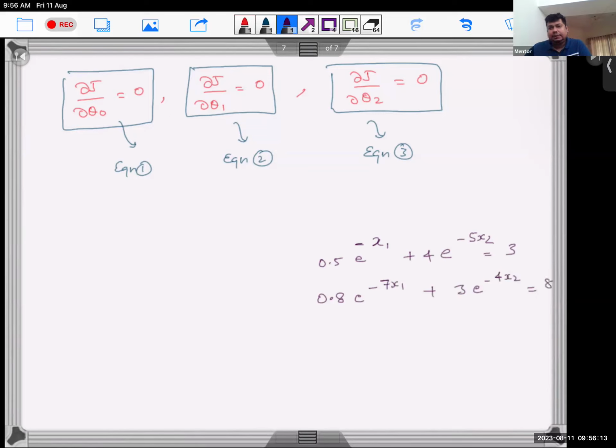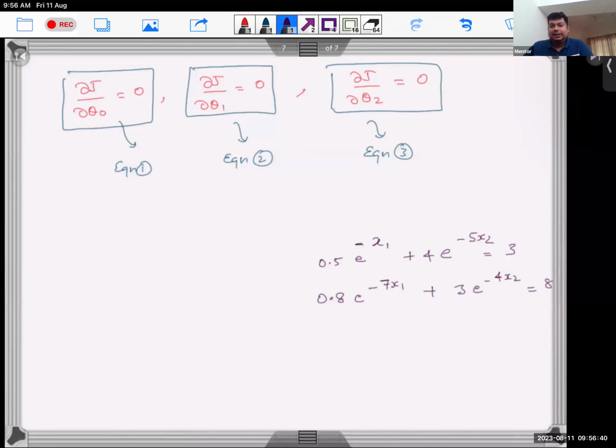Can you solve for these equations? Can you find what x1 and x2 are from these two equations? Yeah. How? Two variables and two equations means we can solve, right? How? This is a fundamental maths question. How would you solve it?